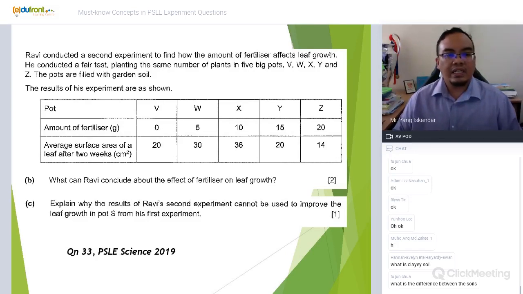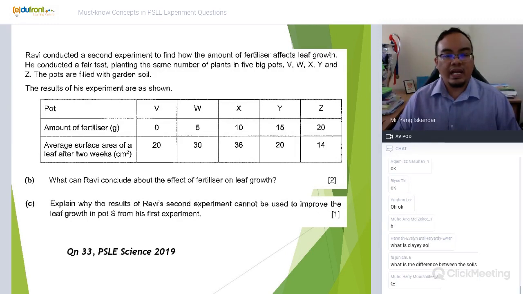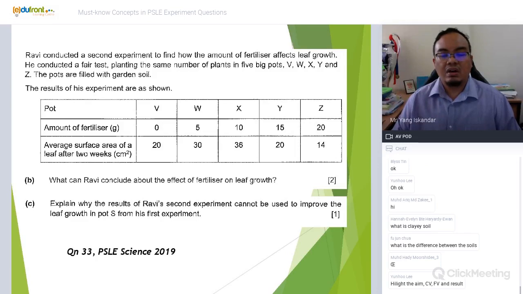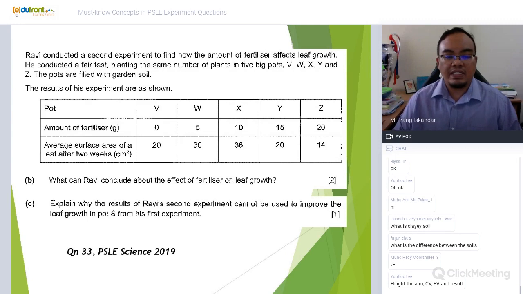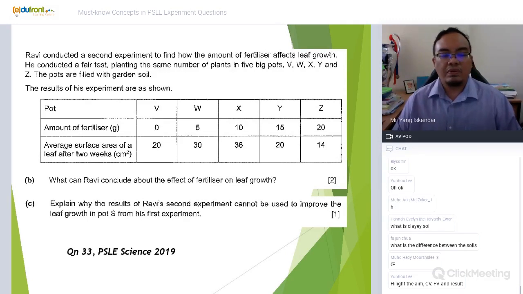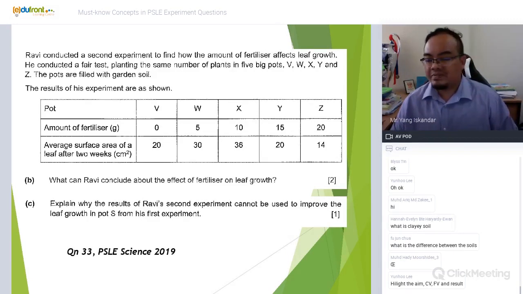Ravi conducted a second experiment to find out how the amount of fertilizer affects leaf growth. He conducted a fair test, planting the same number of plants in 5 big pots, V, W, X, Y, Z, and the pots are filled with garden soil. This is the result of the experiment. They ask you, what can Ravi conclude about the effect of fertilizer on leaf growth? And part C asks you to explain why the results of Ravi's second experiment cannot be used to improve the leaf growth in pot S from his first experiment.